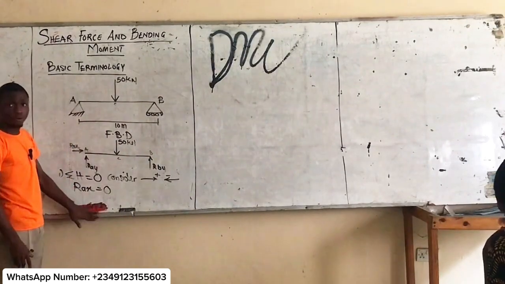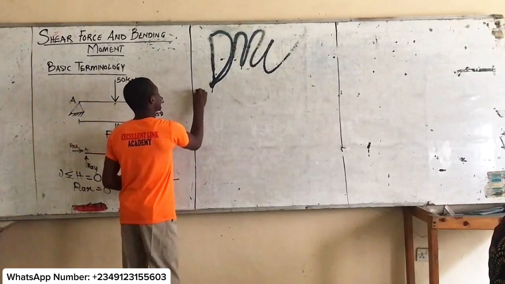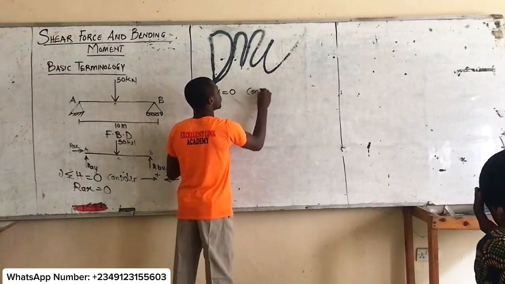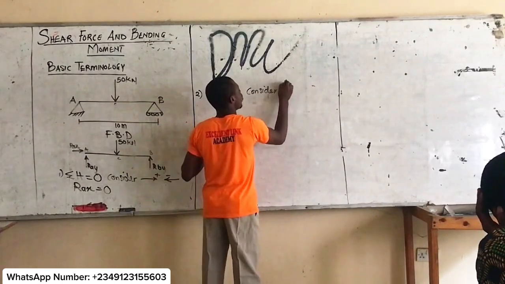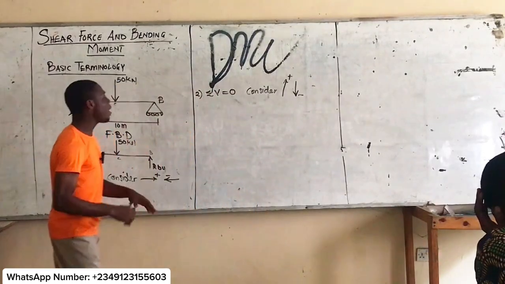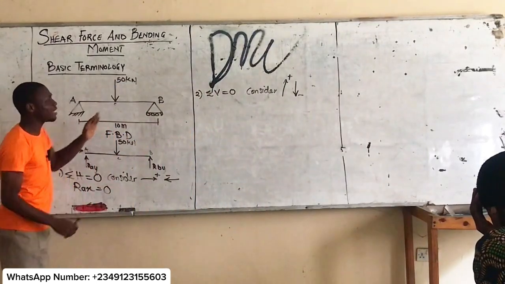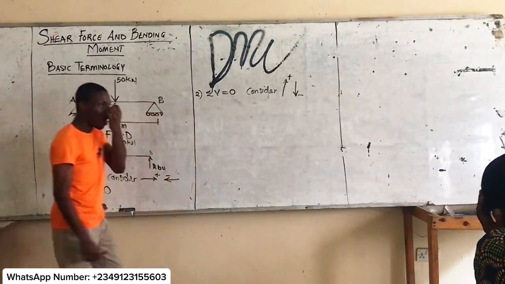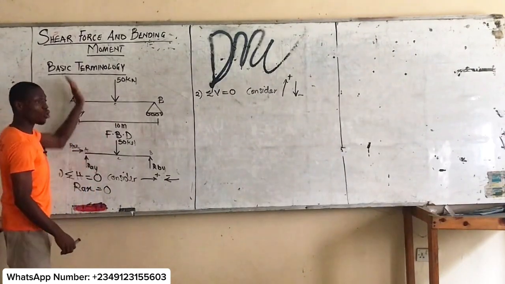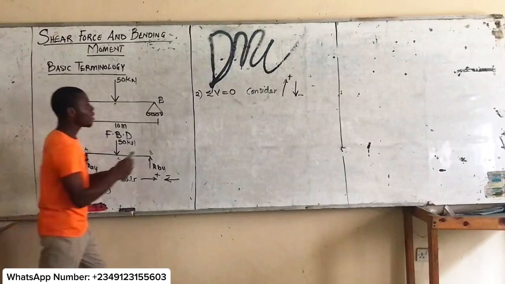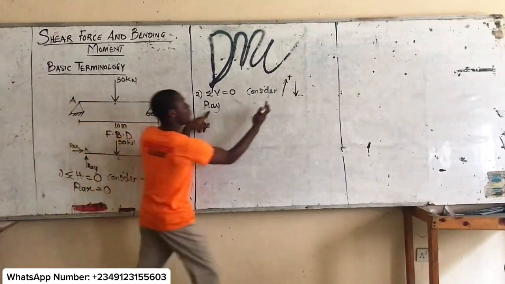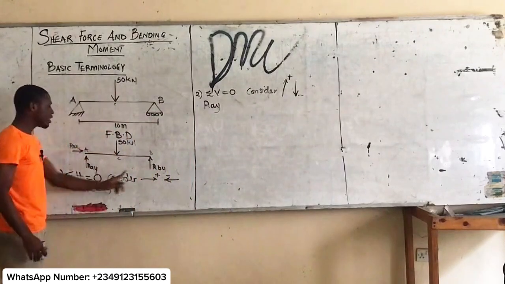I'm done with this one, no problem. What's the second condition? Summation V equals zero. So consider upward forces positive and downward forces negative. Now let me check here. The forces are acting in these two senses. How many are they? 1, 2, 3. Now, this is upward, the positive one. That becomes RAY, going in the positive direction. What's the next one?